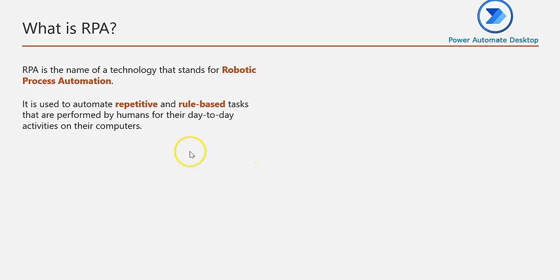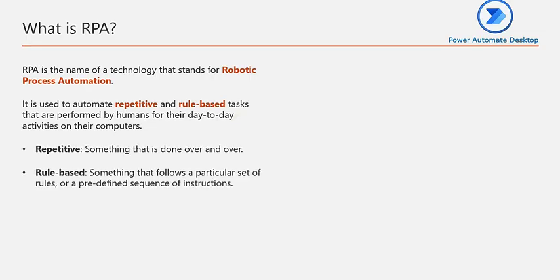So to begin with, what exactly is RPA? It's the name of a technology that stands for robotic process automation. This technology is used to automate anything that is repetitive or rule based in nature, tasks performed by humans on a day-to-day basis on their machines or computers. Repetitive means something that is done over and over, and rule based means it follows a particular set of rules or a predefined sequence of instructions.